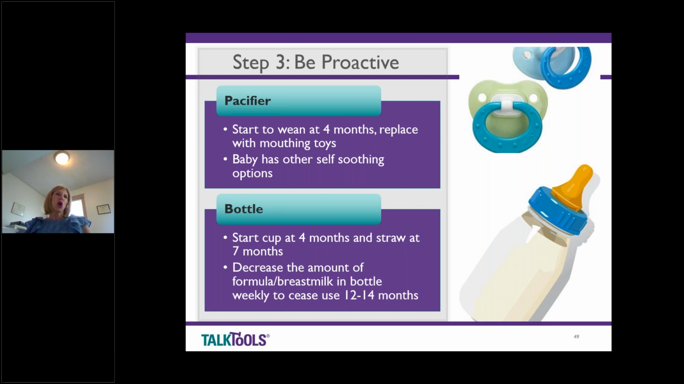We want to start by a year to start reducing the amount of formula and breast milk in the bottle so that by 12 to 14 months, we can wean the bottle. We don't have to wean the breastfeeding, but as more solid foods come into play, there'll be less liquid nutrition. But when mom still wants breast milk, it can be done in a cup or a straw. It doesn't have to be a bottle.